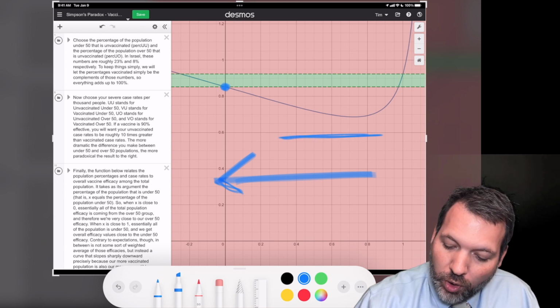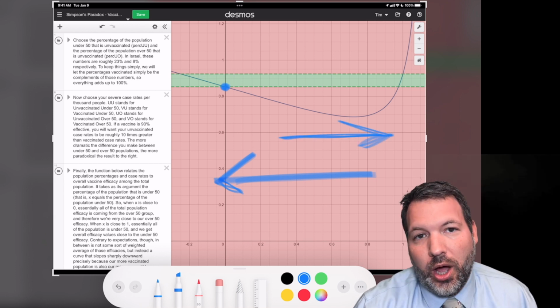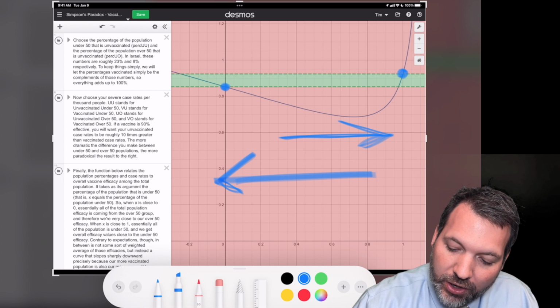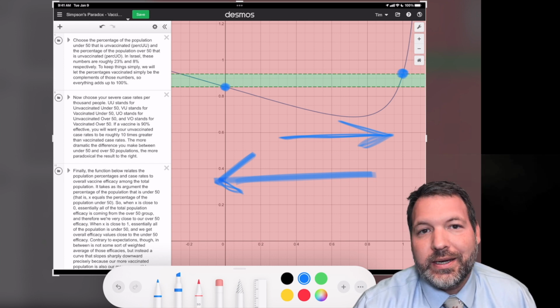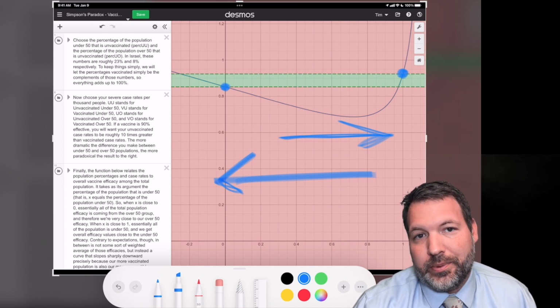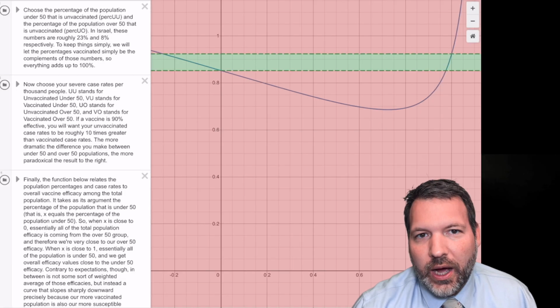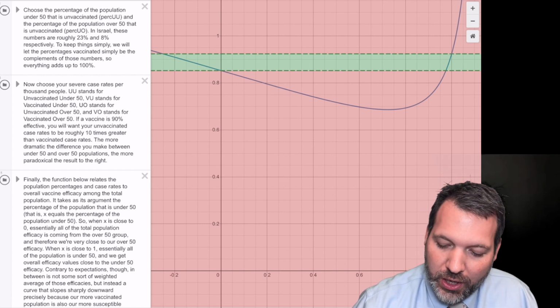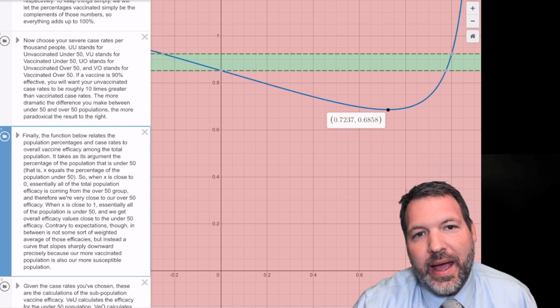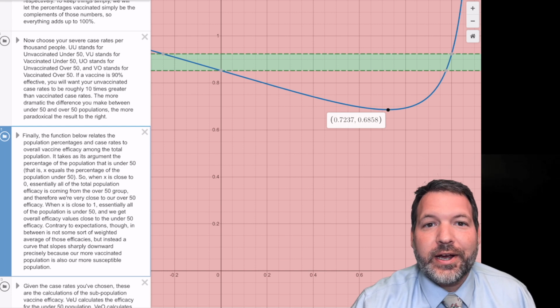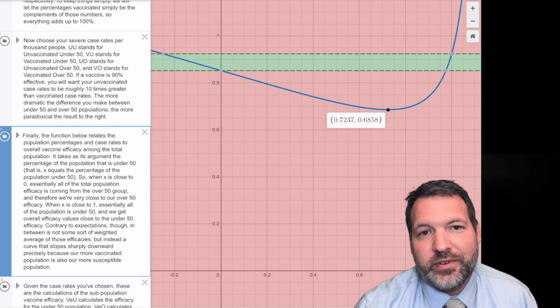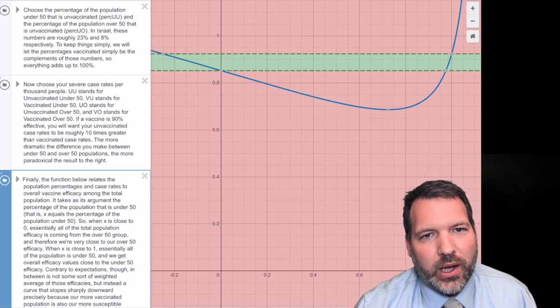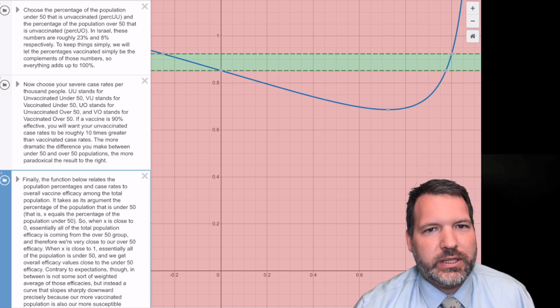Closer to 100% of the population being under 50 means that I'm going to be anchoring that vaccine effectiveness around that 92% that the under 50 population experiences. But you can see, contrary to our expectation that we would have just a weighted average between these two numbers, the curve actually dips quite far down. In fact, if our population was 72% under 50, that would actually minimize the vaccine effectiveness for the overall population at about 68%.